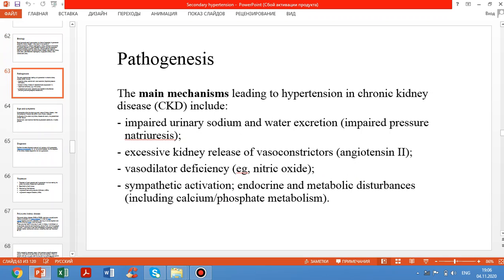Pathogenesis. Main mechanisms leading to hypertension in chronic kidney disease include impaired urinary sodium and water excretion, excessive kidney release of vasoconstrictors, vasodilator deficiency, sympathetic activation, endocrine and metabolic disturbance.